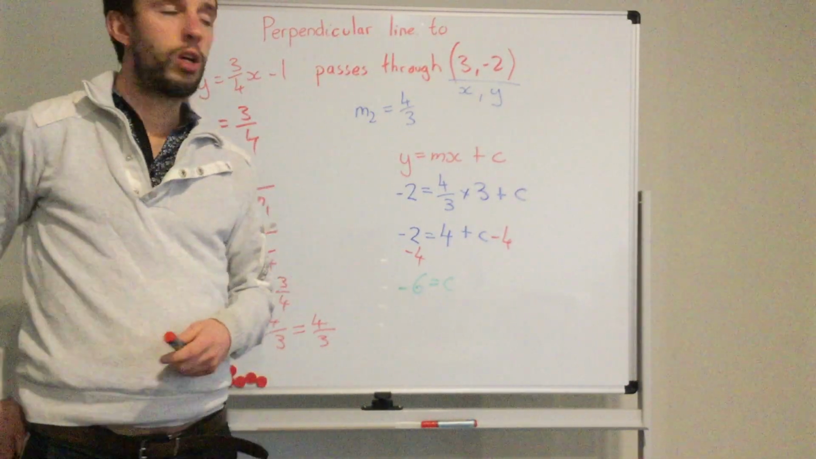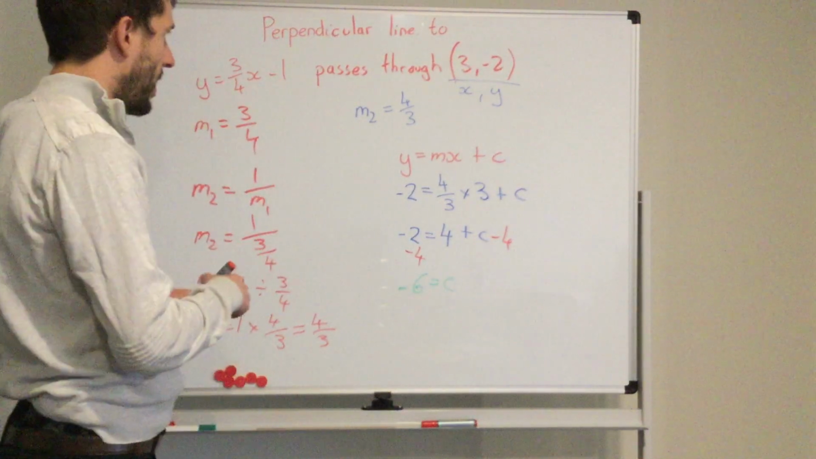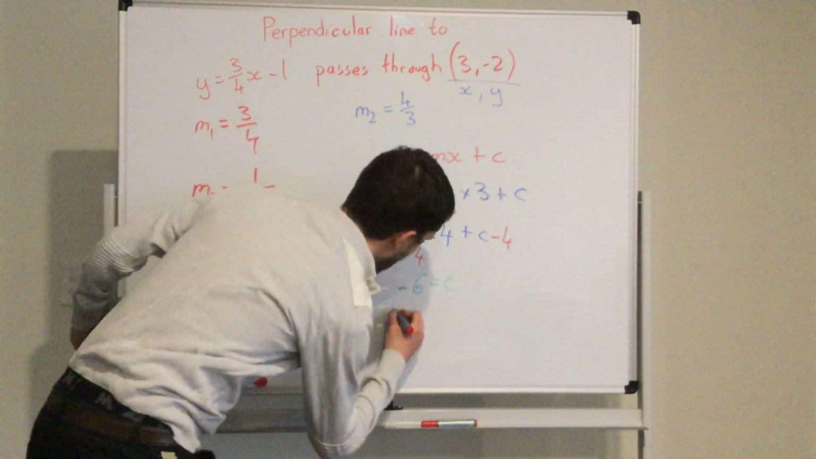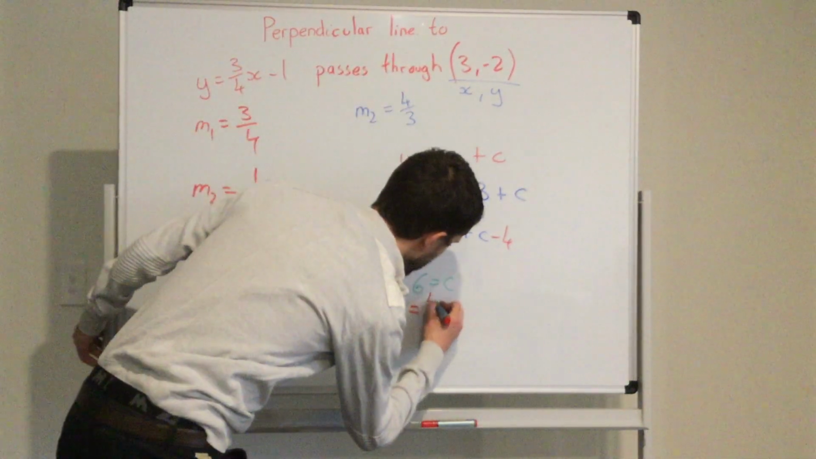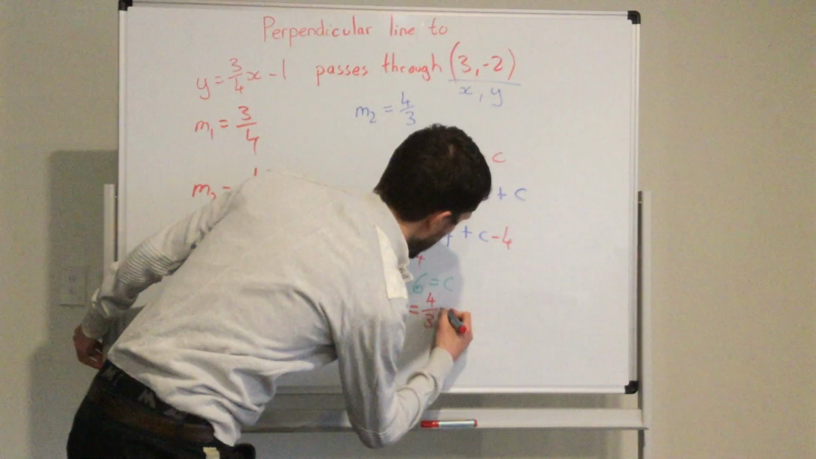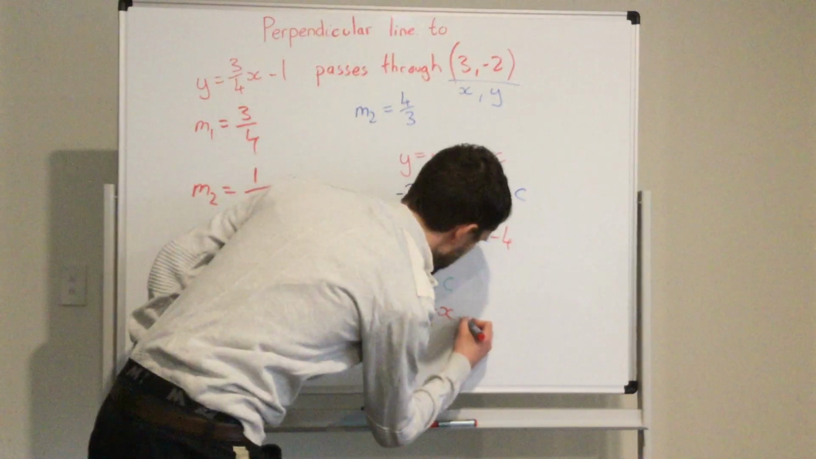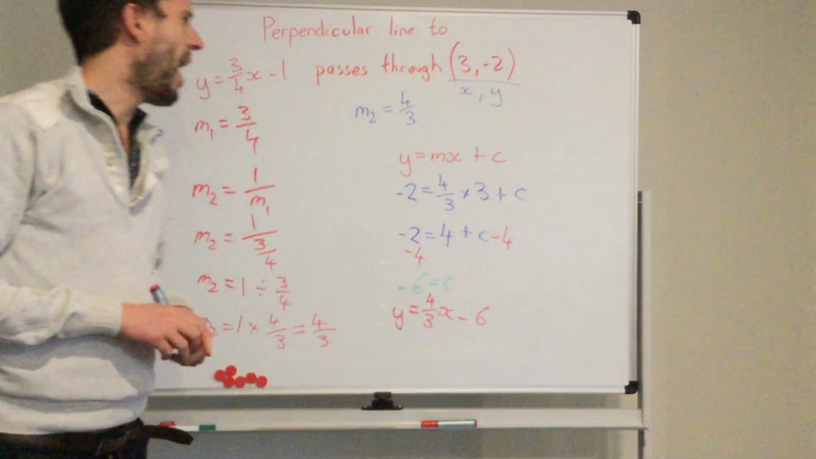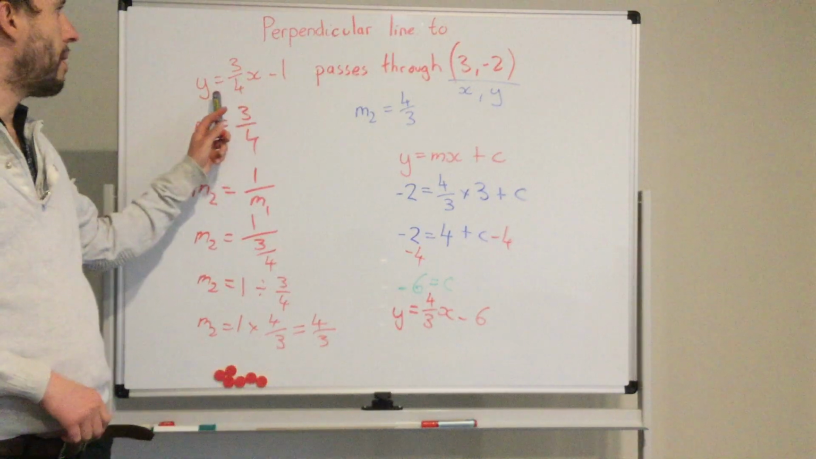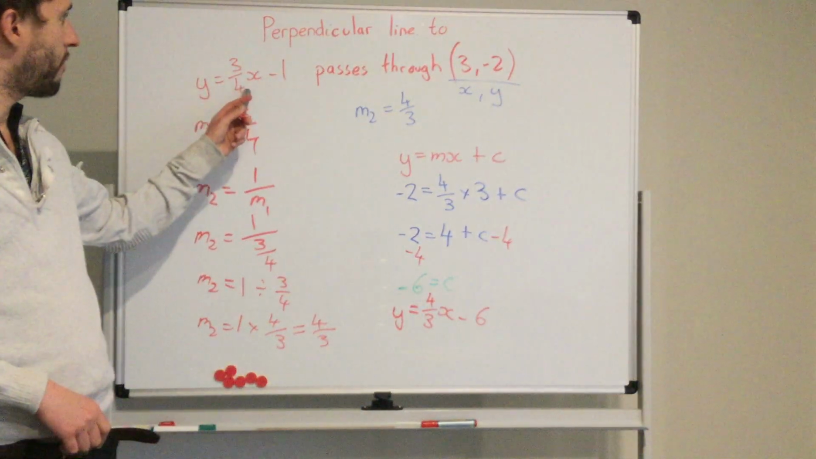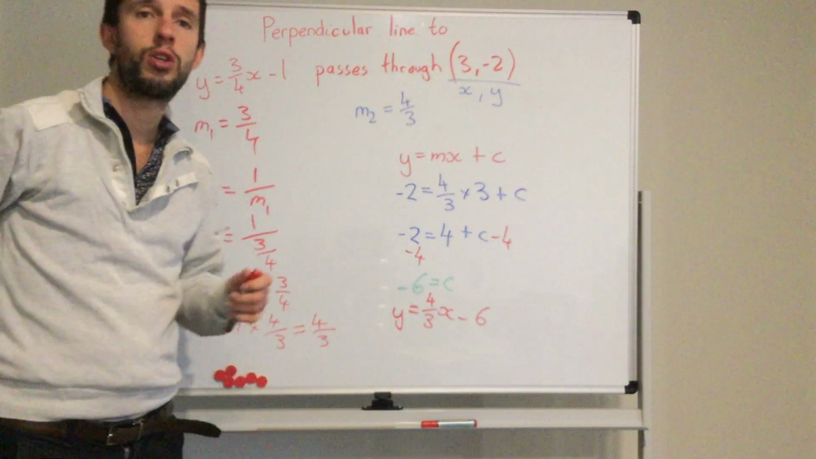Now what we need to do is write it without having y and x kept how they are. So y equals, m is 4 over 3, x, I've kept x, and I know what c is, it's negative 6, take 6. And that will be our perpendicular line to y equals 3 over 4x take 1, and it passes through (3, negative 2).